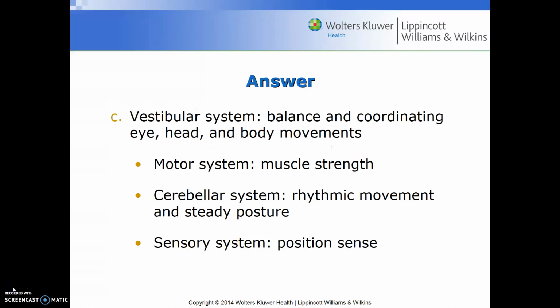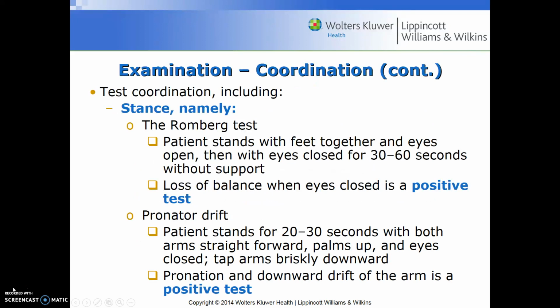So the answer is the vestibular system. That's balance and coordinating eye, head, and body movements. Look at this review. Motor system is muscle strength. The cerebellar system is rhythmic movement and steady posture. And sensory system is position. So further coordination examination might include stance, which is through the Romberg test. And you can review the Romberg. I think we're all familiar with that.